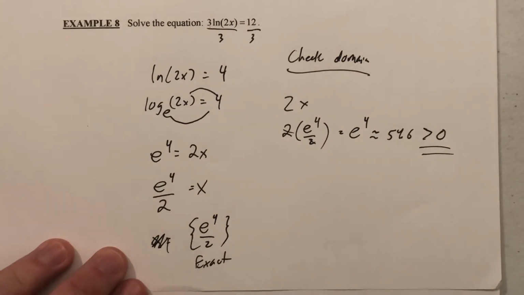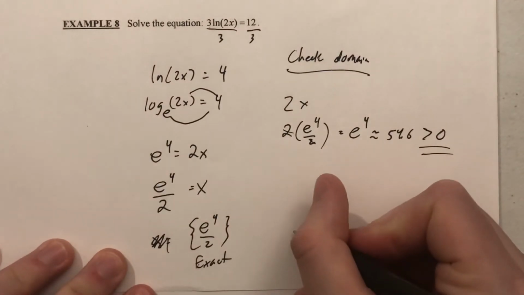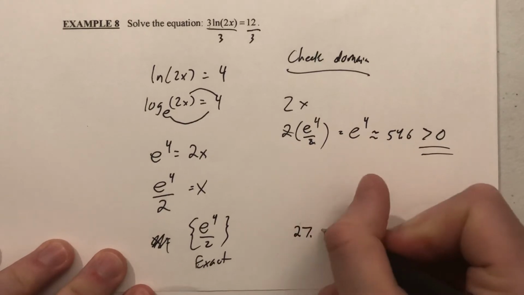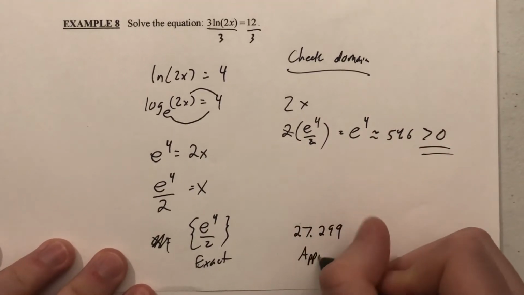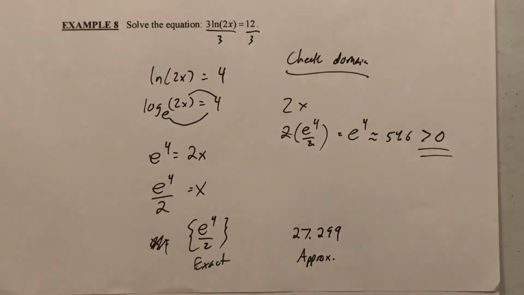Or we could plug into our calculator e to the 4th divided by 2, and we could get an approximation of 27.299.